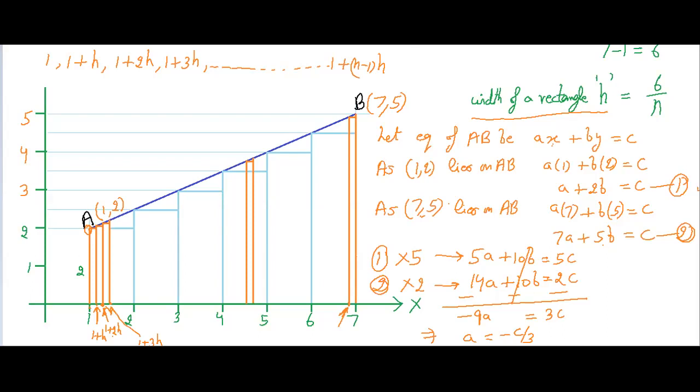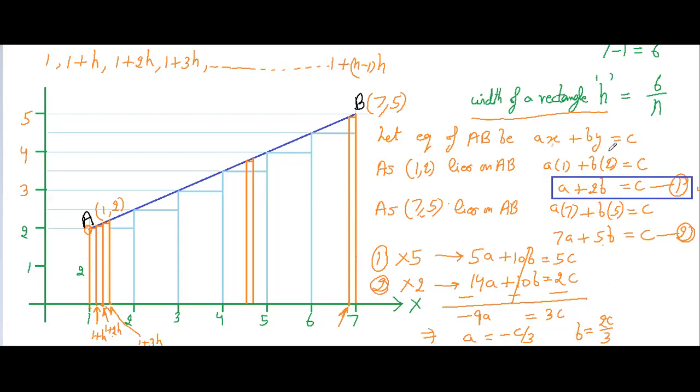Now similarly, we can find b by substituting the value of a equal to minus c by 3 in this equation. We will obtain the value of b. Here we put minus c by 3, so that will go to the right side as plus c by 3. So the right hand side will become 4c by 3 on taking LCM. Dividing by 2, b will come equal to 2c by 3.